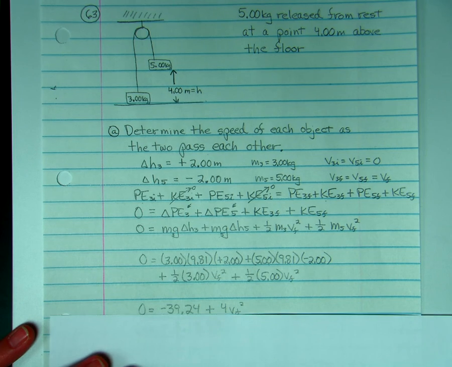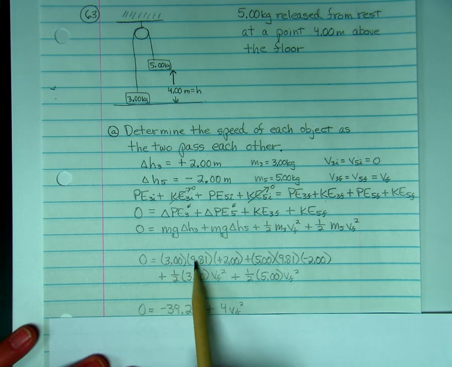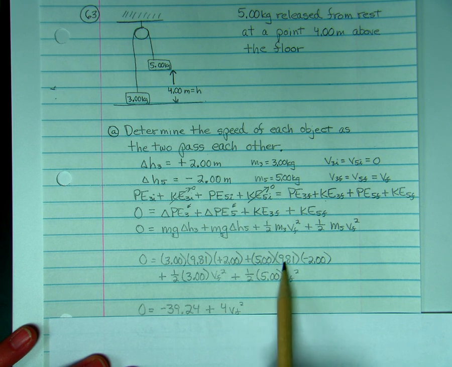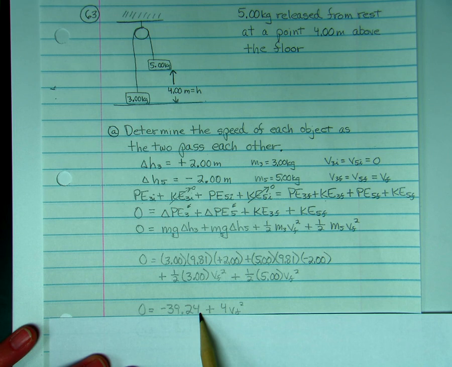So when I combine like terms, I just did 3 times 9.81 times 2 plus 5 times 9.81 times negative 2. That gives me negative 39.24. And when I do 1/2 of 3, I get 1.5, plus 1/2 of 5, that's 2.5. 1.5 plus 2.5 gives me 4. And I still have to multiply by the final velocity squared.